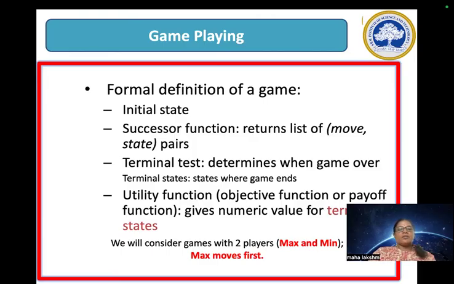So a formal definition of a game is defined with respect to different parameters: initial state, successor function, terminal test, and utility function. The successor function returns a list of move and state pairs. The terminal test determines when the game is over. Terminal states are states where the game ends. The utility function is the objective function or payoff function. It gives a value at the end result. Based on the end result of the game, the values are assigned or allocated.